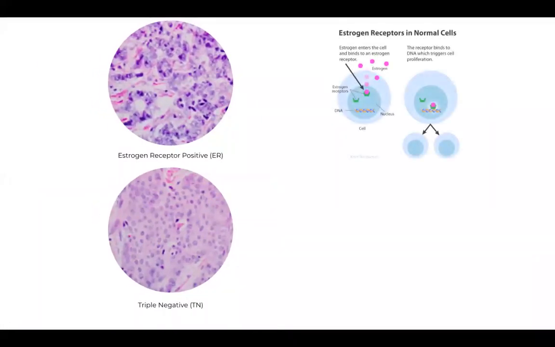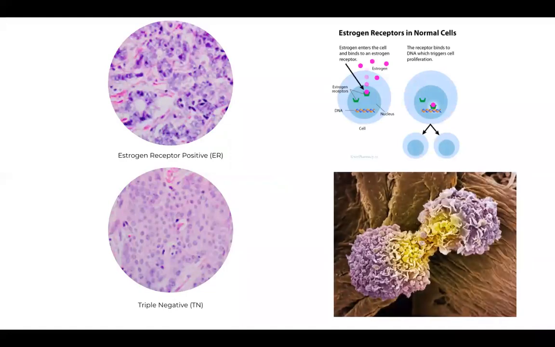Okay, so as I was describing the data set: estrogen receptor positive, or ER positive, and triple negative. Estrogen receptor positive breast cancer is identified by the presence of estrogen receptors on the cell membrane. If you can see this image, you see the estrogen receptors which sit on the cell membrane. When estrogen is available, it comes and binds to these receptors, and then cell proliferation starts.